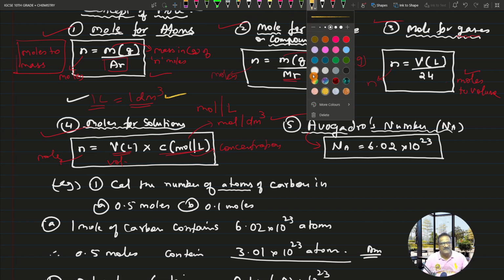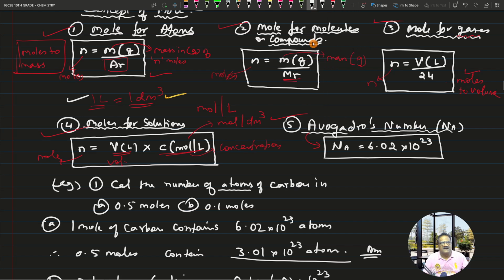I'm not happy with this color. Yeah, I think, yeah, I have a yellow color. Fine. Okay, so this particular formula, third one, that is n is equal to V upon 24. So V is the volume of the given gas. It's not liquid, sorry, volume of the gas. n is the number of moles, and that you have to divide by 24.